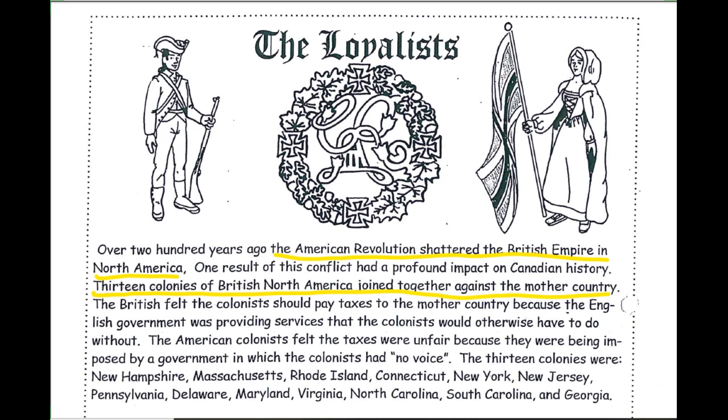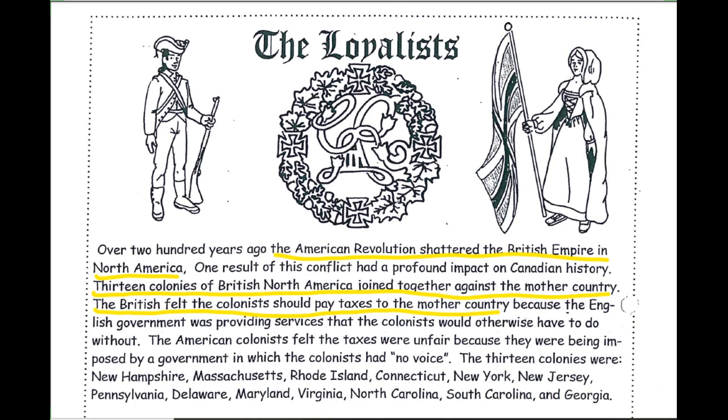The British felt the colonists should pay taxes to the mother country. So England felt that the colonists needed to pay taxes to the mother country because they were helping them out, because the English government was providing services that the colonists would otherwise have to do without. England said, you know what? All these people living in British North America, we're helping them out, we're giving them assistance, whether it's food, water, land, shelter, things like that. We're providing these things to them, so they need to start paying taxes and pay us back.